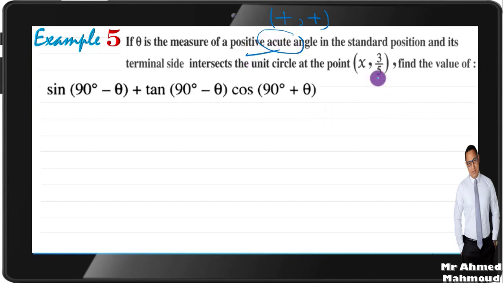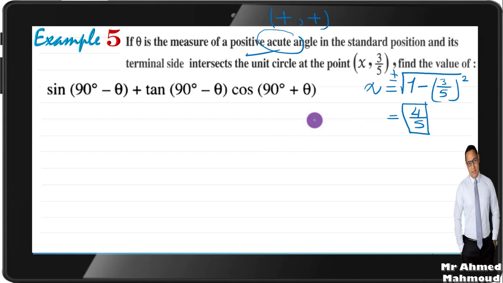Now, by using the Pythagorean theorem, x equals the square root of 1 minus 3 over 5 all to the power of 2. Here we have negative or positive, so it equals 4 over 5. Negative 4 over 5 is refused. This is the first part of the question.